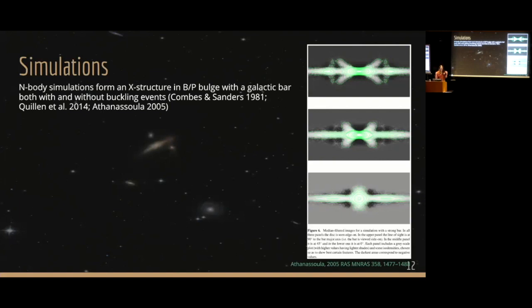But it's just important to show and note that in simulations of all types, these X features do pop up. So we see them in observations. So observationally motivated, we know to look for them.